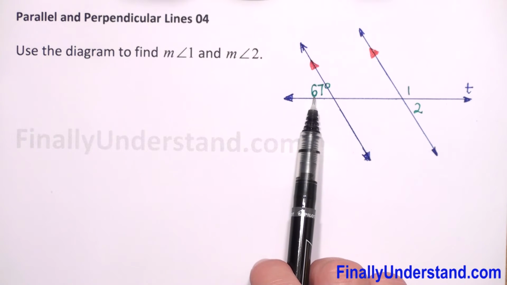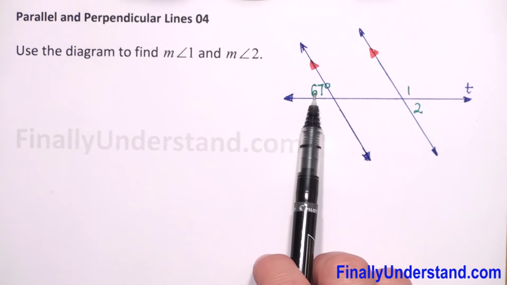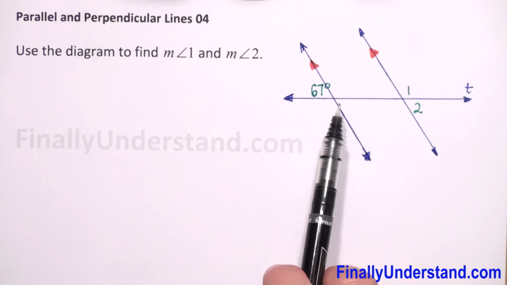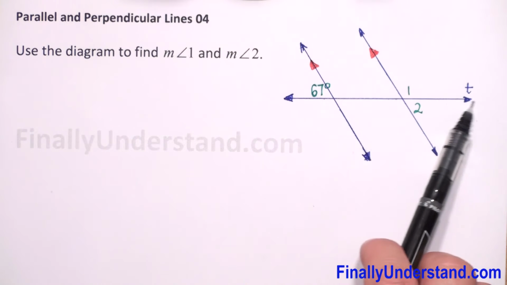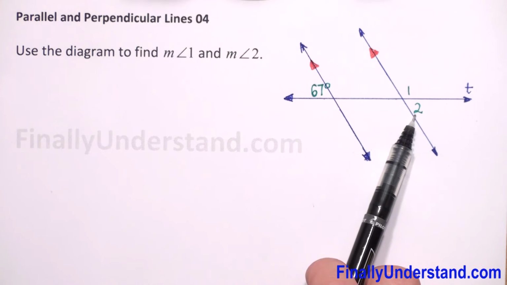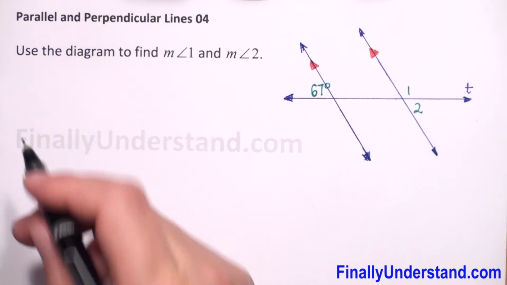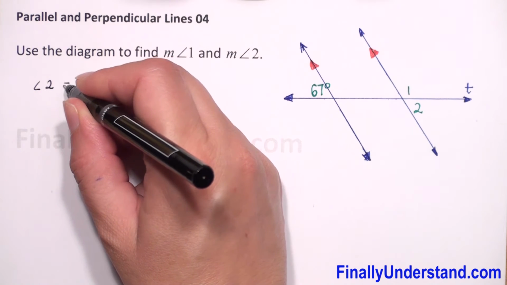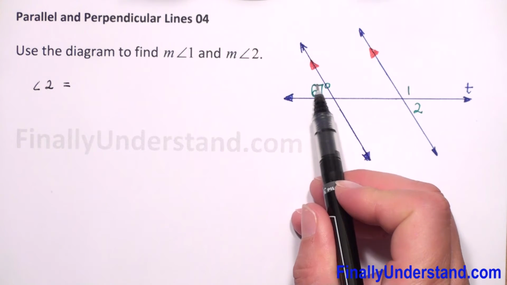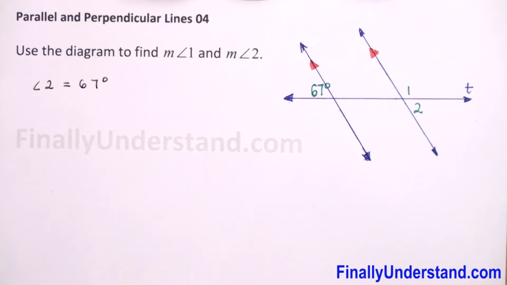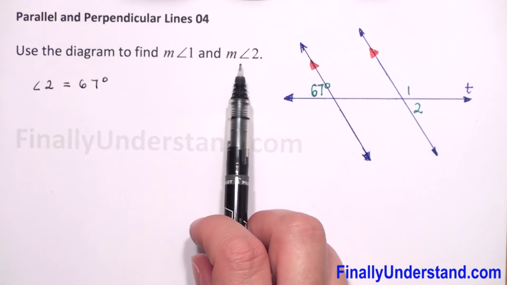So the angle which is outside of our lines is 67, and angles 1 and 2 are also outside, on the opposite side of our transversal. So 67 is opposite to angle 2. So the measure of angle 2 is the same as the measure of this angle. So this is 67 degrees. So we found the measure of angle 2.